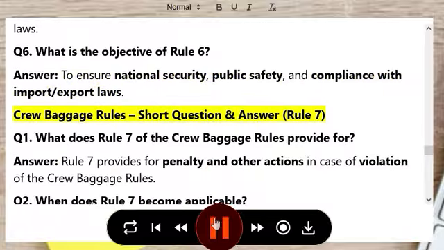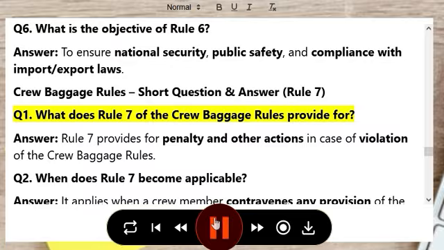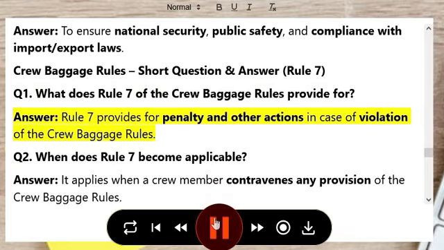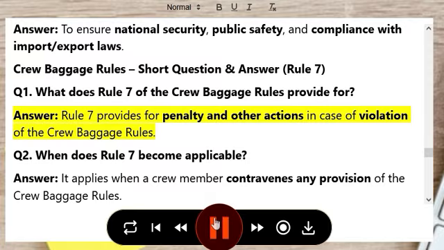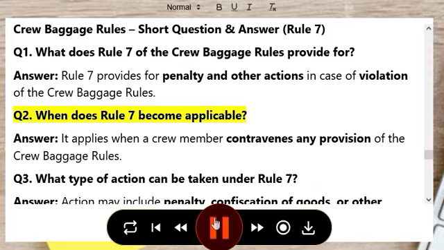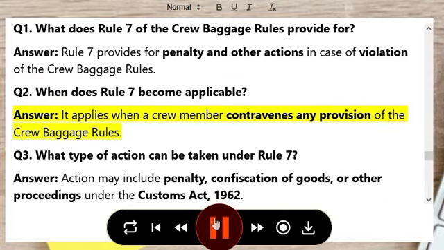Crew baggage rules, short question answer. Rule 7. Q1. What does Rule 7 of the crew baggage rules provide for? Answer. Rule 7 provides for penalty and other actions in case of violation of the crew baggage rules. Q2. When does Rule 7 become applicable? Answer. It applies when a crew member contravenes any provision of the crew baggage rules.